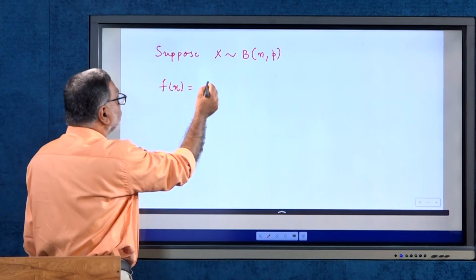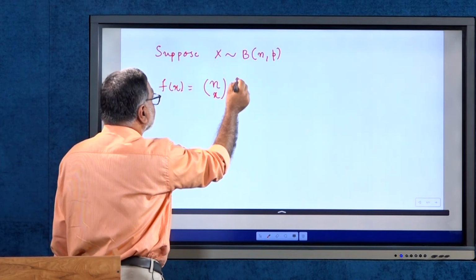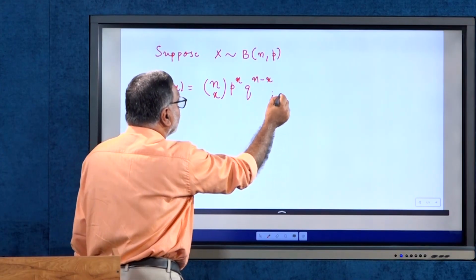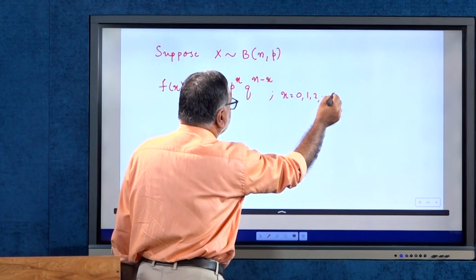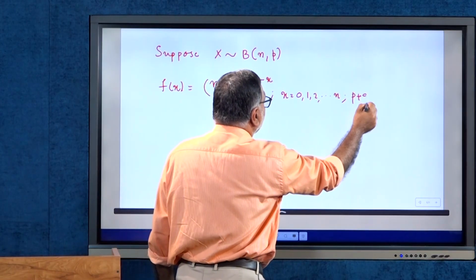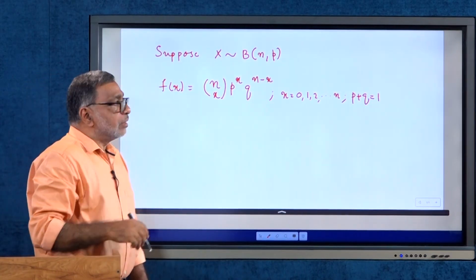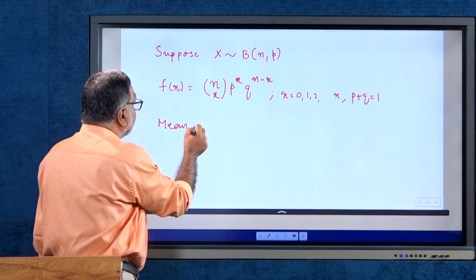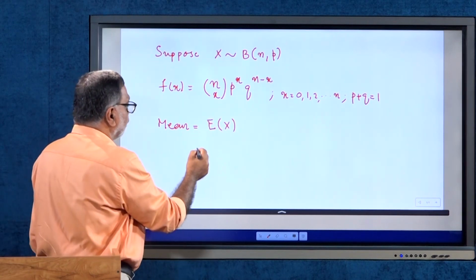Suppose X is a binomial random variable with parameters n and p, and hence our probability mass function f(x) is equal to nCx p^x q^(n-x), where x is having the values 0, 1, 2, 3, etc. up to n, and p and q satisfying the relation p plus q is equal to 1. Then the mean or expectation of X is given by the formula.